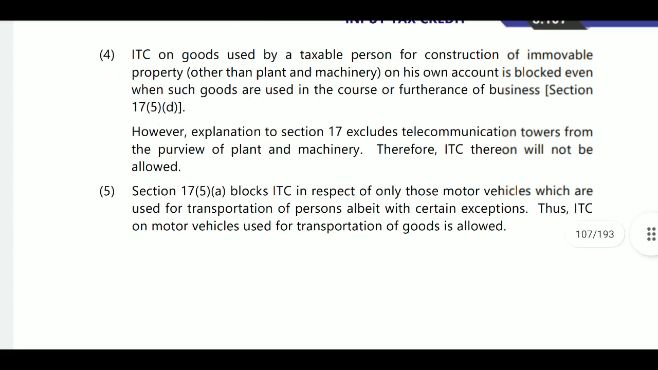Next, what is there in the next question? The ITC chapter was completed. Test your knowledge questions will be provided in the next video.